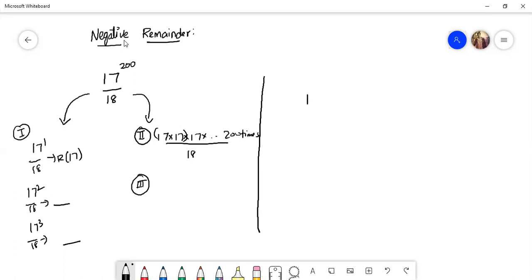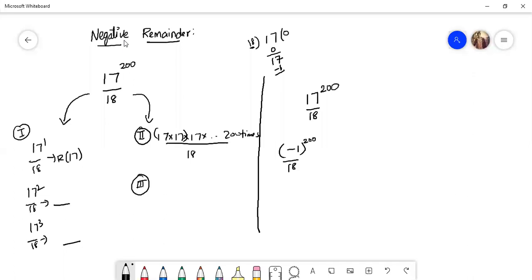I have 17 power 200 divided by 18. Now look at both the numbers. When you divide 17 by 18, 18 zeros are 0, left out is 17. So the positive remainder is 17 only, but what is the negative remainder? To make it 18, how much is it short? It is short by exactly 1. So can I replace this 17 with (minus 1) whole power 200 by 18 now?